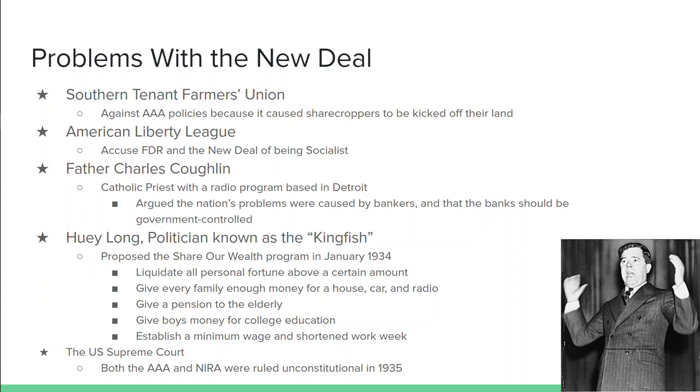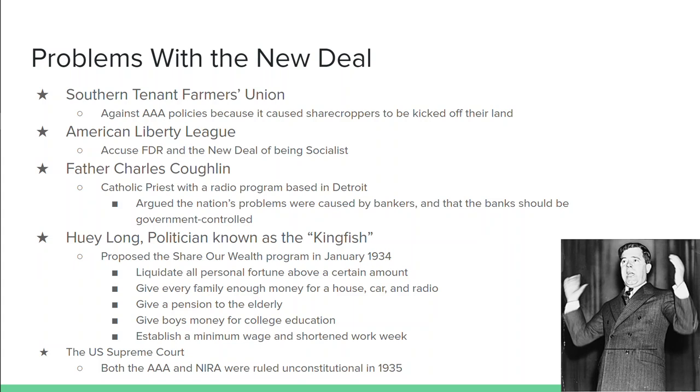Now, Huey Long was so popular that over 27,000 Share Our Wealth clubs opened up. He had more than 8 million followers and people who were behind his ideas. And as I said, he was very likely going to run for president against FDR in 1936. But in 1935, Huey Long was actually assassinated. And the Share Our Wealth clubs or program begins to decline.